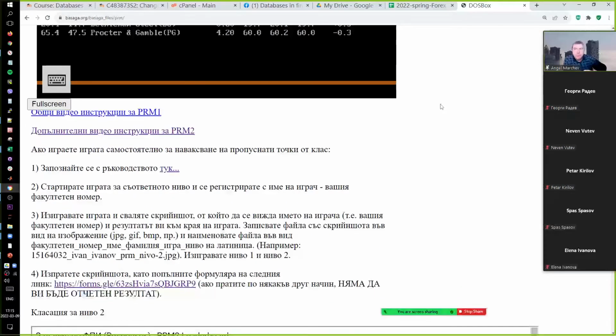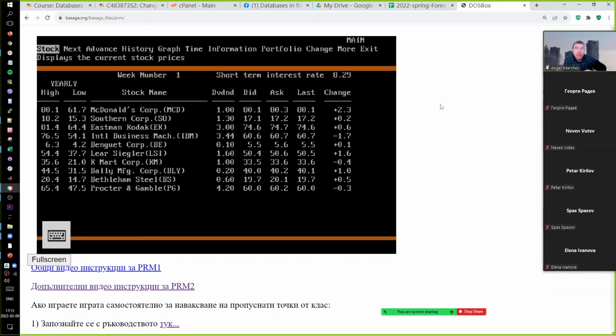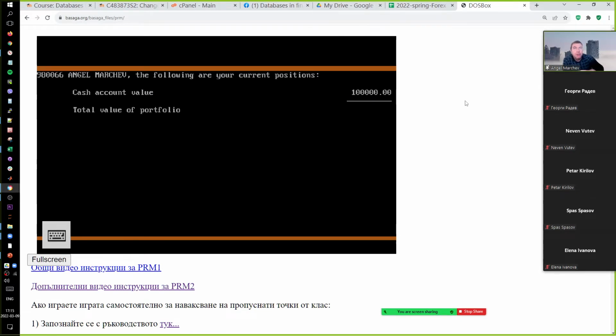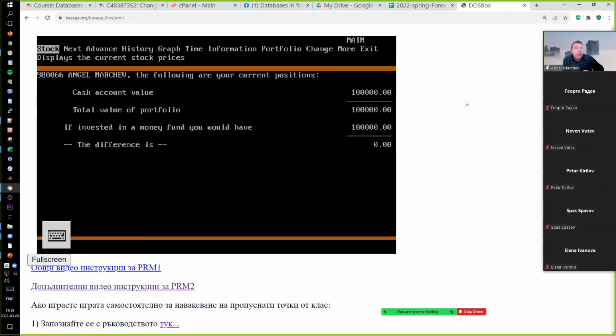Second of all, after you play the game, you make your screenshot. The screenshot which I want you to make is on the portfolio screen. I'm going to explain many things, but first things first. Because here we can see what your score is, and I can see your name and faculty number, which is why I want you to use this screen as a screenshot.